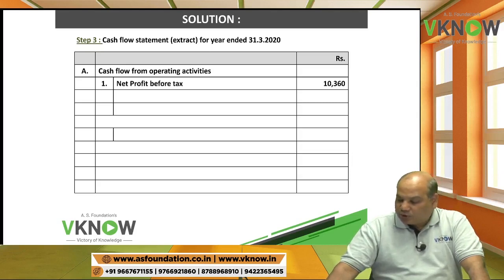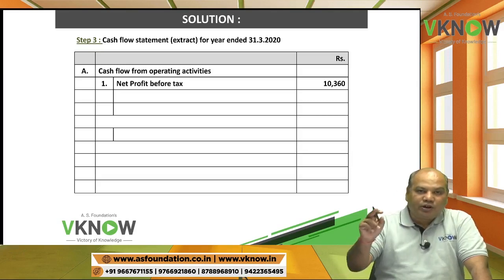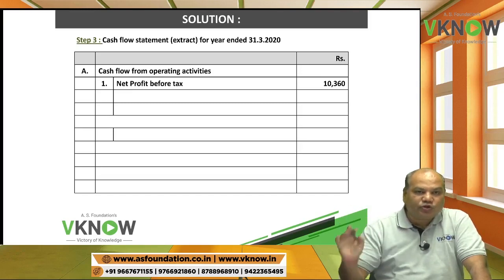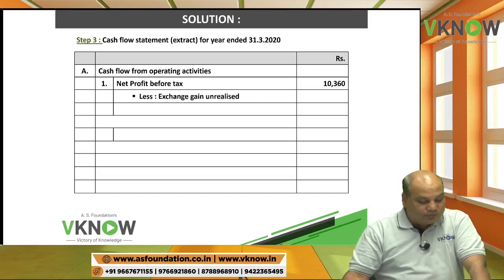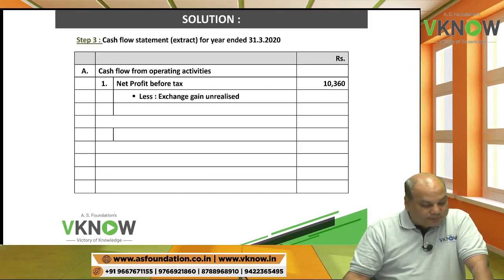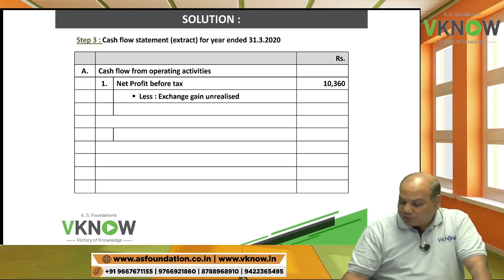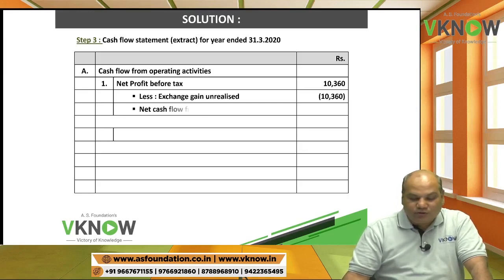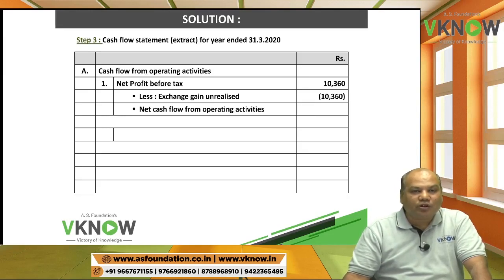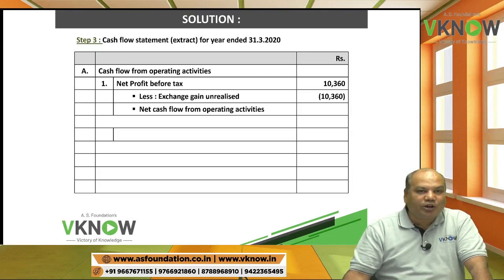Under that, write down net profit before tax. Go to your journal entry. In the journal entry, you will find you have credited exchange difference P&L account 10,360. The problem says there was no other transaction reported by this foreign branch. So less exchange gain unrealized, 10,360. This we will eliminate because it is unrealized. It is not realized in cash. It is just a book entry.